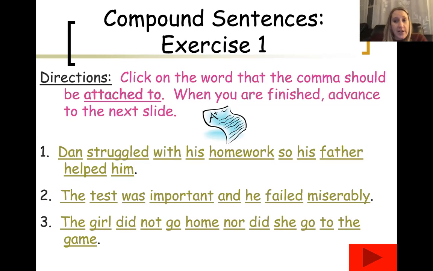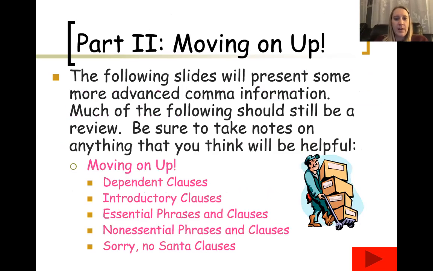And then number 3, I'll go ahead and let you do that one. The girl did not go home, nor did he go to the game. So which word should the comma come before? Perfect, you got it all right, good. So comma nor is where it should go. Okay, so we're going to talk about introductory clauses and dependent clauses today, and then we'll go through the last three the next time we meet.